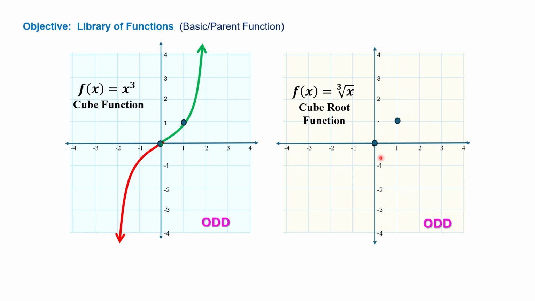And if we continue, I will choose substituting 8 to have an exact output. So we have cube root of 8 is 2. So we have (8, 2). So the point is around here. So connecting the graph with a smooth curve and reflecting this with respect to the origin because it is an odd function, then that completes the graph of the cube root function.